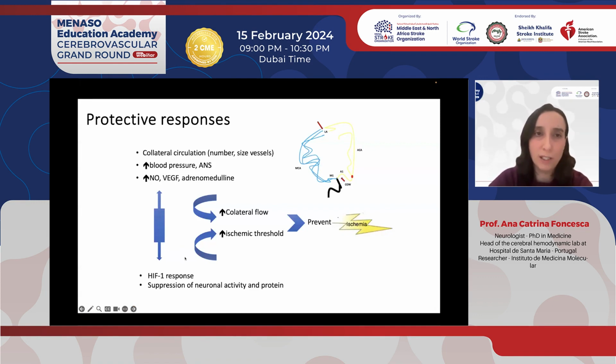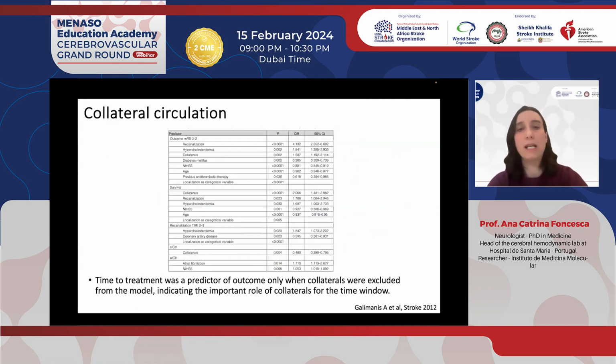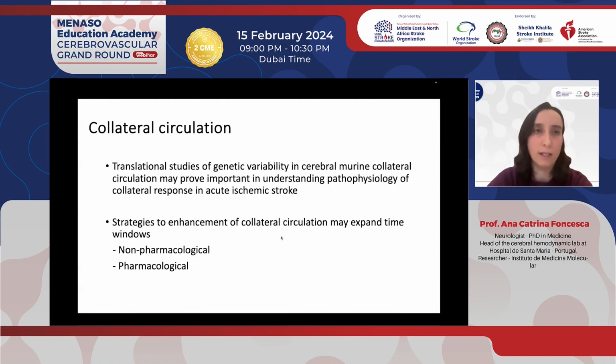So how can we increase the time or increase the number of patients that are being treated by using precision medicine? Actually, we can, and one idea is to try to improve collateral circulation. And we know that collaterals are very important because there are some studies that have shown that time to treatment was a predictor of outcome only when collaterals were excluded from the model, indicating the importance of collaterals for the time window. So if we can actually improve or enhance collateral circulation, probably we'll be able to increase the time that patients can undergo ischemia.